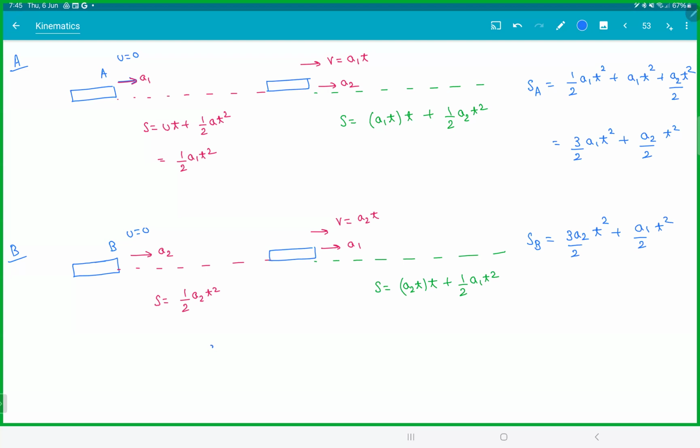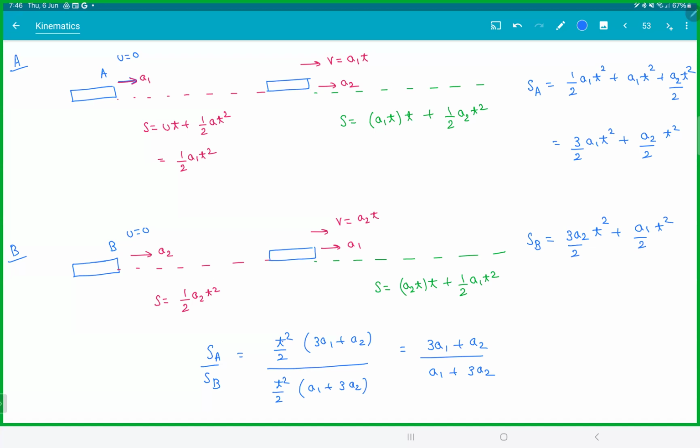Now you want the ratio of SA by SB. You can clearly see, if you take t square by 2 common, you end up with 3A1 plus A2. For SB, t square by 2 common, you end up with A1 plus 3A2. So 3A1 plus A2 by A1 plus 3A2. Check, that's your answer.